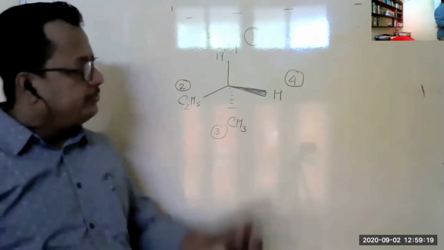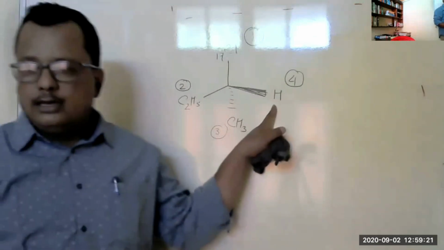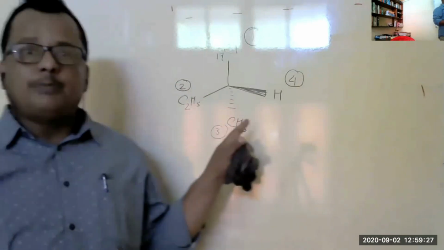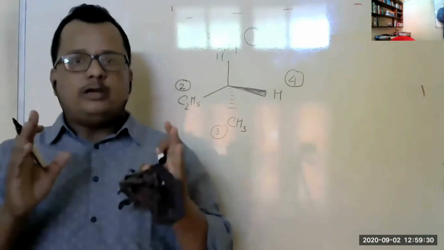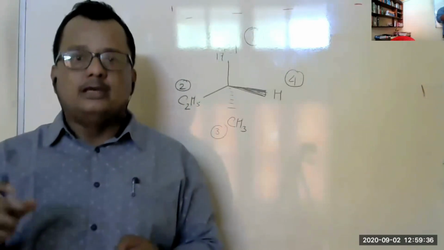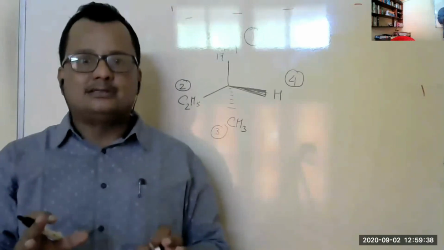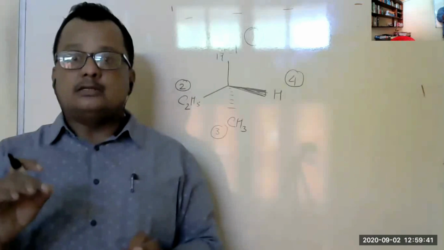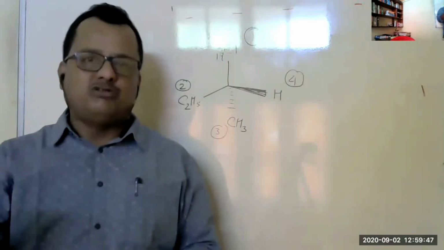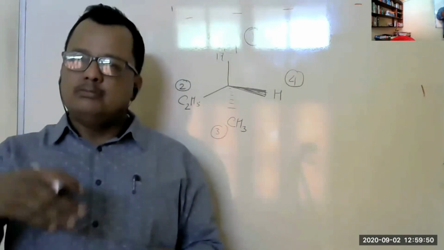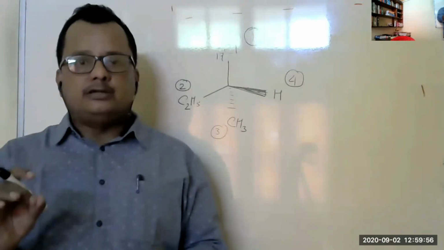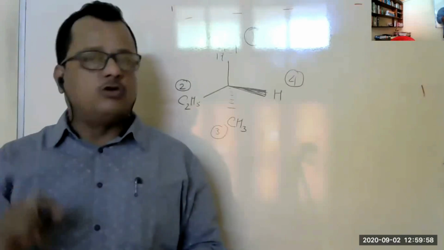Now the problem is what? For hydrogen, it is not behind the plane, it is in front of the plane. So I have to push it behind the plane. One thing you have to remember: when you interchange one pair, the configuration gets inverted. So in order to keep the configuration intact, you have to interchange 2 pairs. That means if you interchange an odd number of pairs, 1 or 3, the configuration will become opposite. And in order to keep the configuration intact, we have to interchange 2 pairs or 4 pairs, etc.